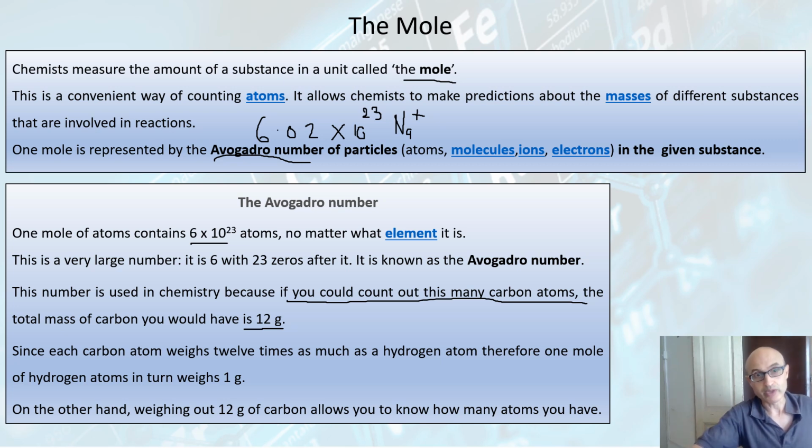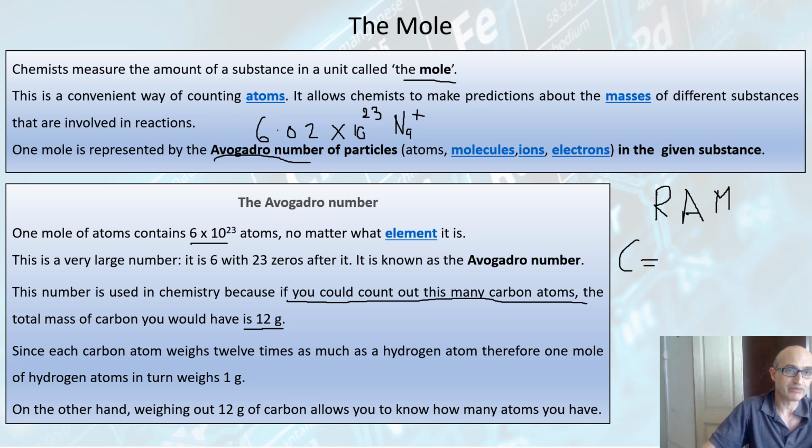Now, we know from the first lesson and also from your year 9 that the RAM, the relative atomic mass of carbon, is equal to 12. So I'll write it over here. The RAM of carbon is 12. And the RAM of hydrogen is of course 1. 1 atom of hydrogen weighs 12 times less than 1 atom of carbon.